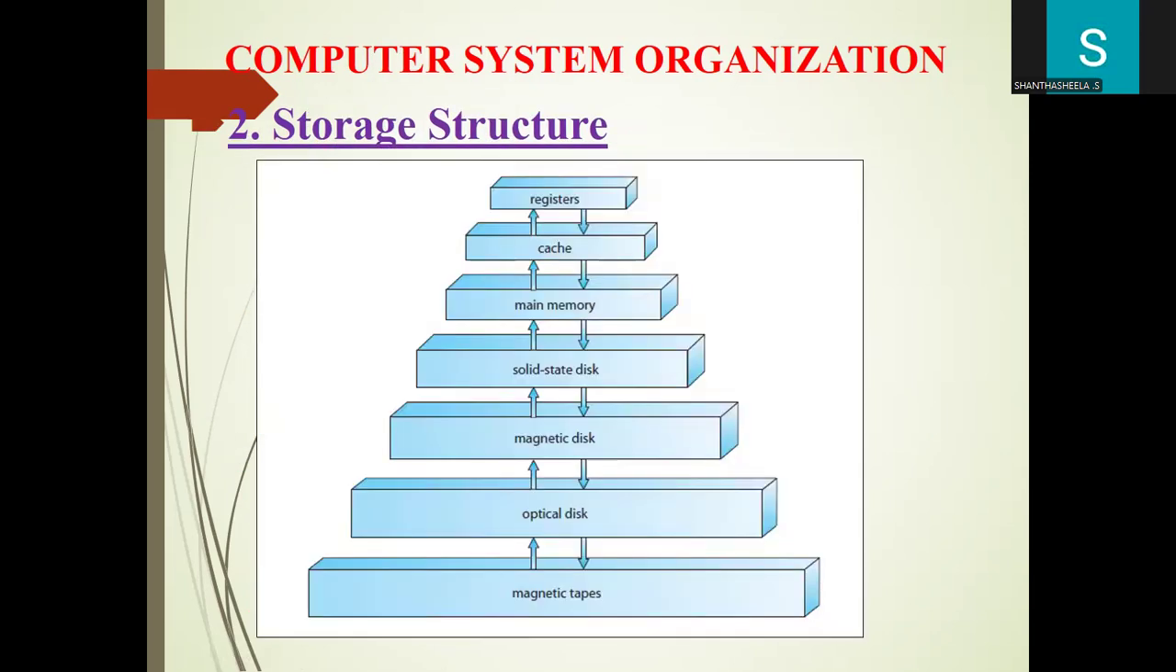Then about the memory hierarchy. At the lower level, you have the magnetic tapes, optical disks, and the magnetic disk. Above them you have the solid state disk, the main memory, the cache, and the registers. The memory capacity of the magnetic tape is low compared to the higher level memory. Moving up the hierarchy, the speed and throughput are higher, and the accessibility is higher.